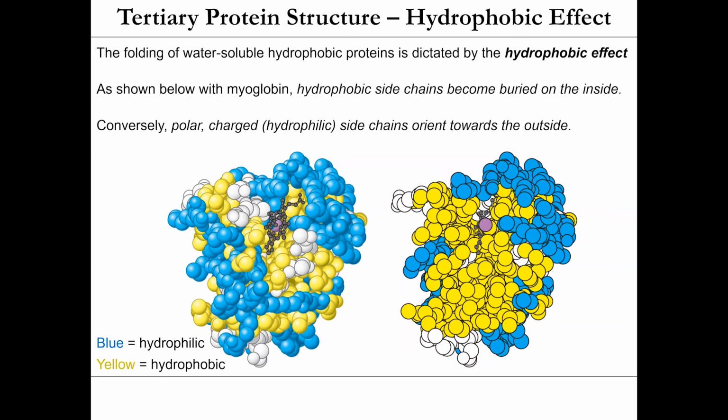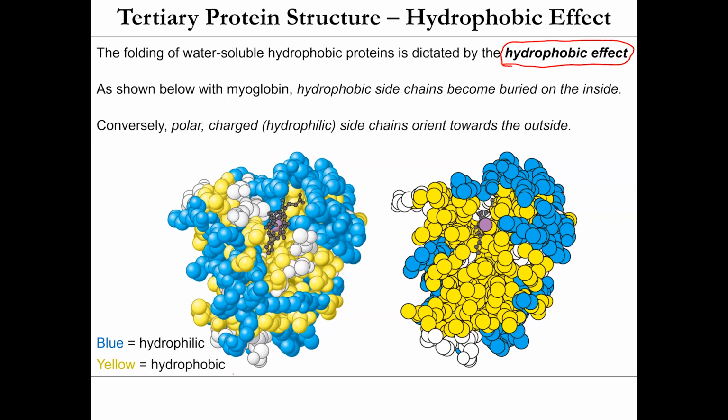Now, one of the most simple features that actually causes a protein to fold in a distinct way in three-dimensional space is the hydrophobic effect, which we talked about in the very first lecture of this course. So the folding of water-soluble proteins is going to be dictated by this hydrophobic effect, where hydrophobic side chains are going to be buried on the inside of the protein, whereas polar or charged, so hydrophilic side chains, are going to tend to orient more towards the outside of the protein.